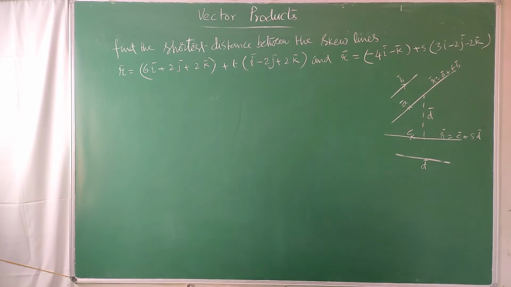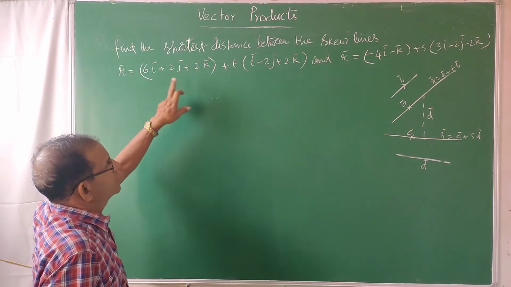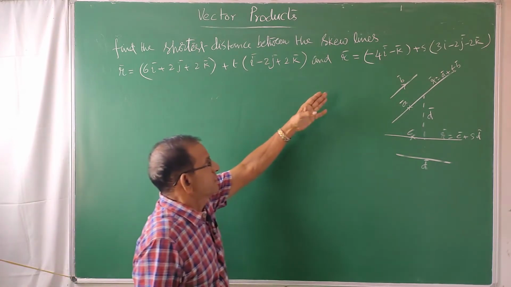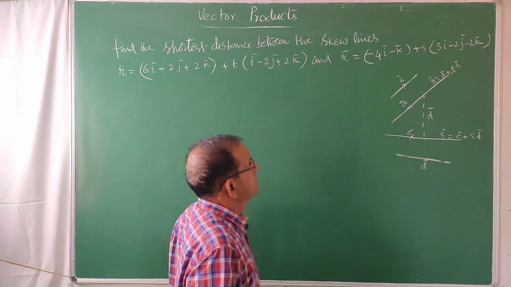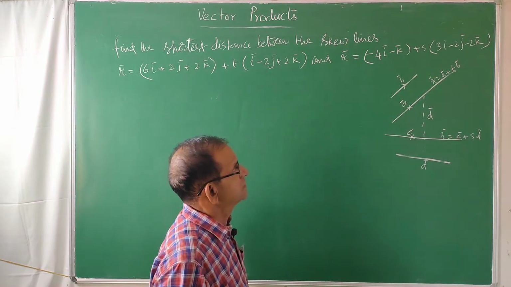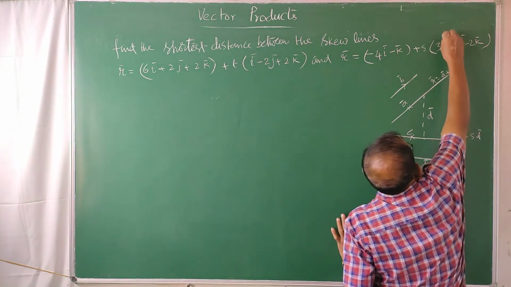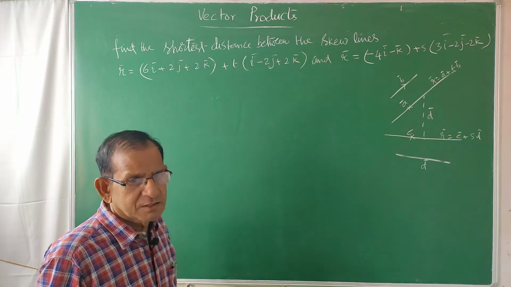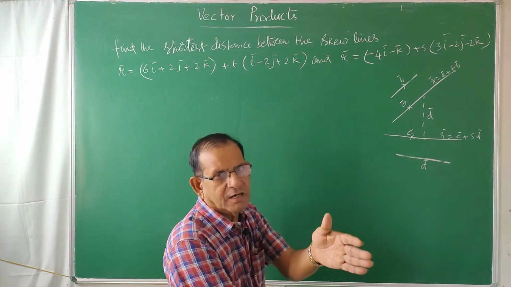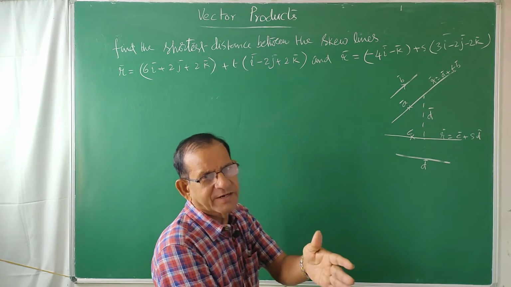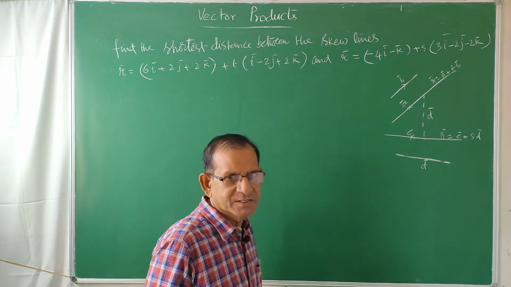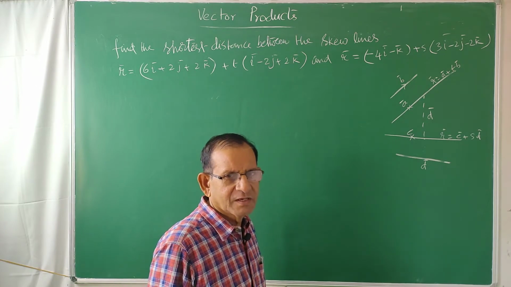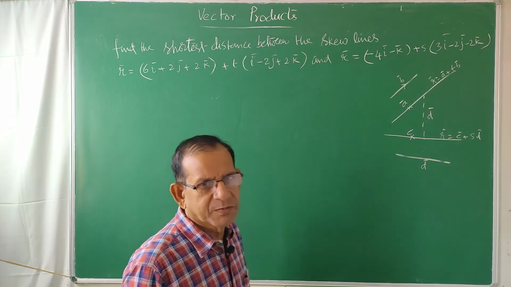Now take this question. Here there are two lines. One is r bar equals this one, and the second one is r bar equals minus 4i minus k plus s into 3i minus 2j minus 2k. We have to find the shortest distance between these two skew lines. Skew lines means one line goes under another line. They are not parallel, but they won't intersect. Then you have to find the shortest distance. If you draw a perpendicular from the first line, it must also be perpendicular to the second line.